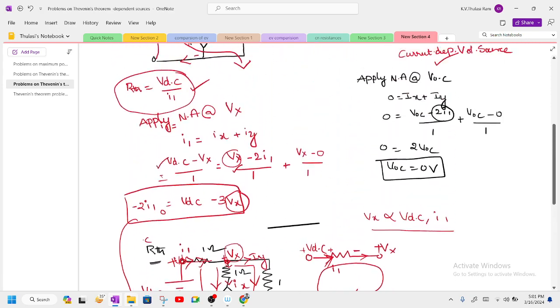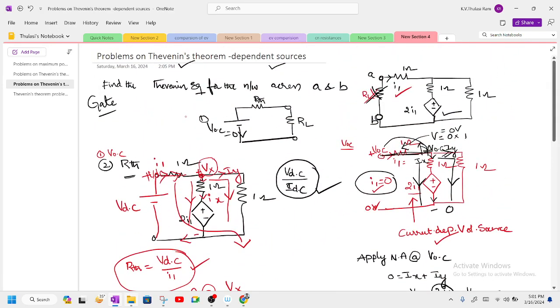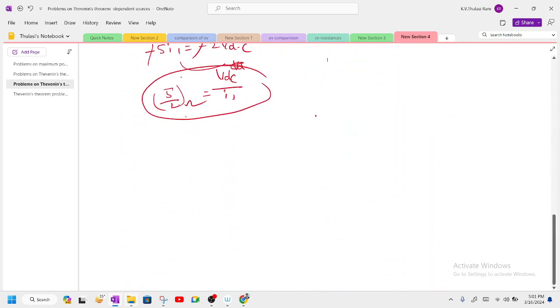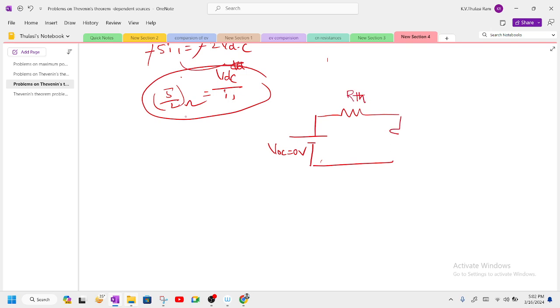Now coming to this, this is our equivalent circuit. Now the Thevenin's equivalent circuit we are going to get like this. So the VOC is equal to 0 volts, and this is only the Thevenin's resistance. So this is nothing but Thevenin's resistance is equal to what we expressed as VDC by I1, which is equal to 5 by 2 ohm. So this is what is asked in the problem.